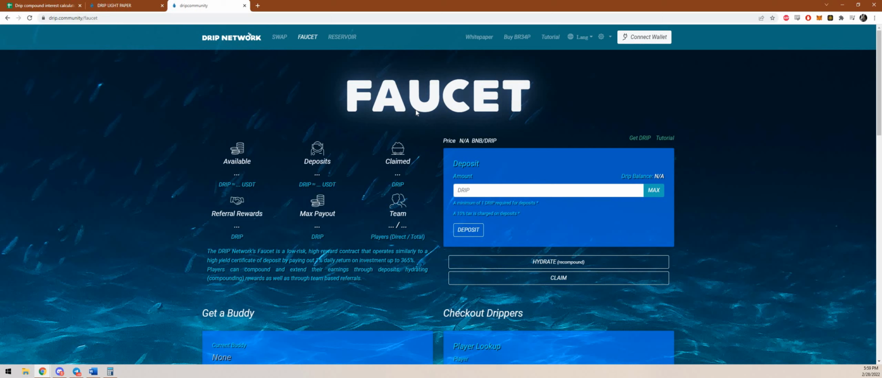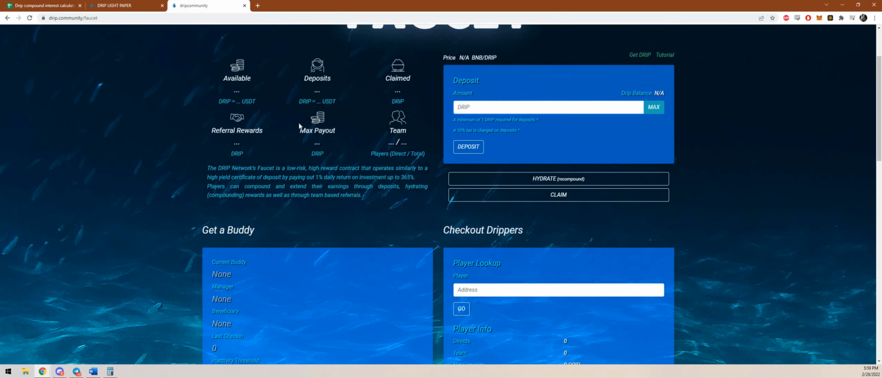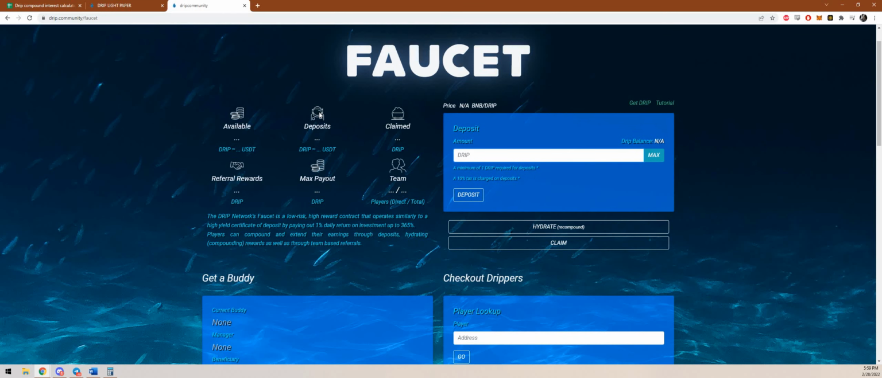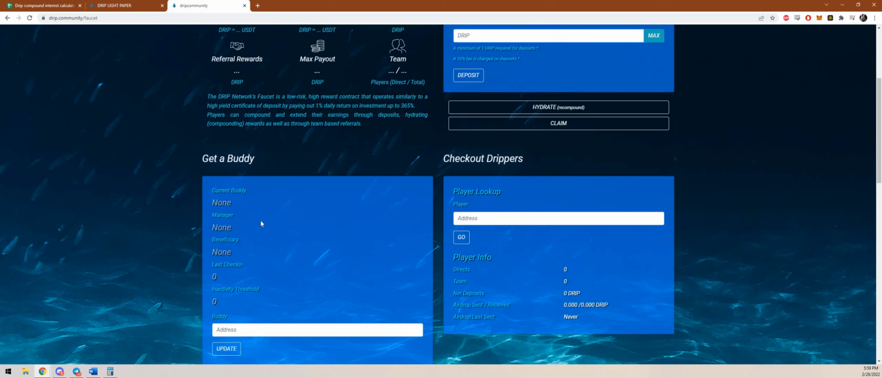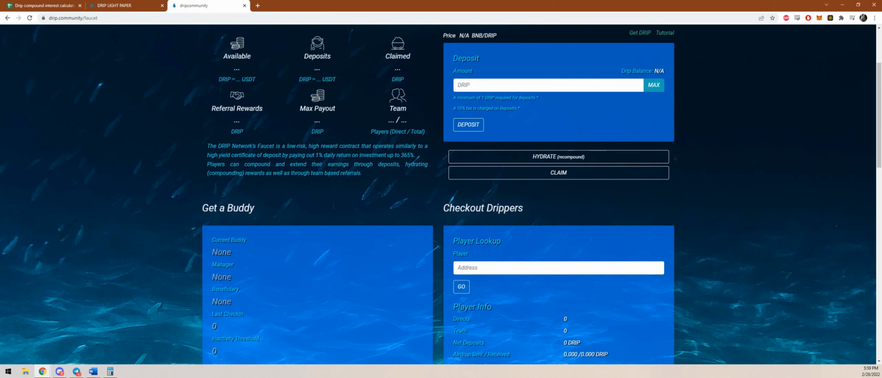Then you go to the faucet, and you put the Drip into the faucet with the deposit, and that will get you your deposits here. Now the main thing, in order to do this, you will need a buddy, and right here is where you'll update and input your buddy. Once you put that in, you cannot change it. So I will be supplying a buddy address with this video to join my team.